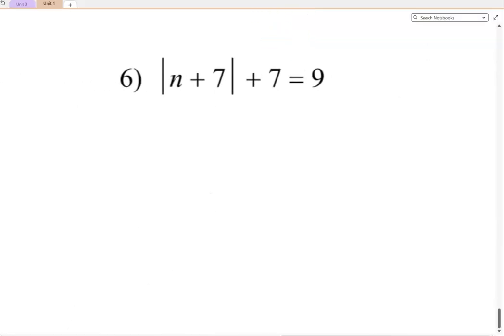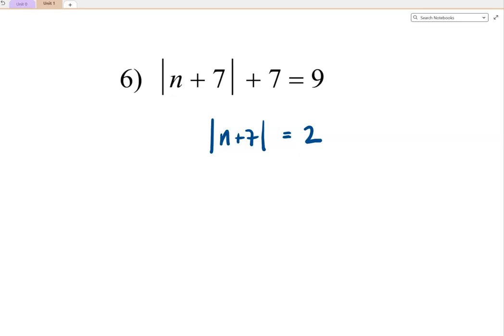Now in a question like number 6, again our goal is to isolate the variable. In this case it's inside of an absolute value, but before we get there we should move any other numerical quantities away from this side of the equation to get that absolute value all by itself. So I'm going to subtract 7 from both sides, and we're left with the absolute value of n plus 7 is equal to 2.